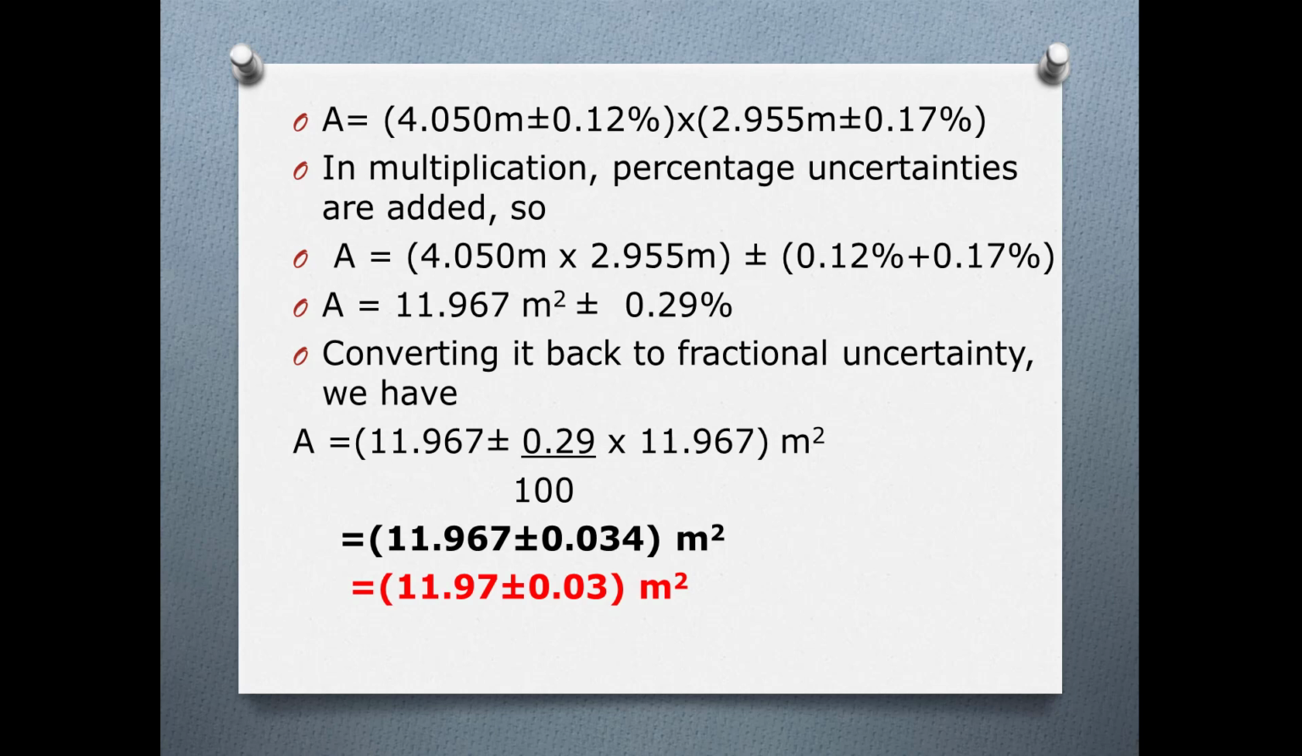Because another important point to note is that we have to keep equal decimal places in actual value and in absolute uncertainty. That's why we have rounded it off like this, 11.97 plus minus 0.03 meters square, that is the area with its absolute uncertainty. That is our result.